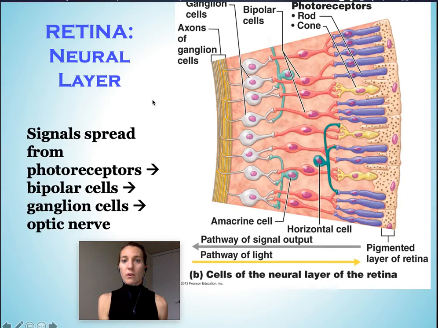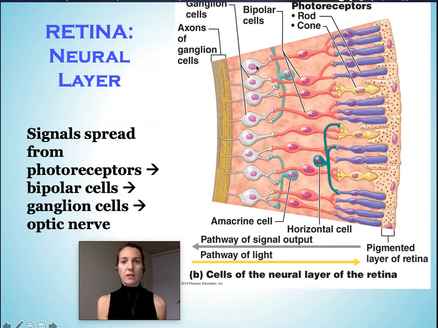The light will actually pass all the way through. The pathway of light will come all the way back to the eye. It'll hit these photoreceptors. And remember, these are nothing more than highly specialized neurons, and they will send an action potential, passing this signal from the photoreceptors to what are called the bipolar cells. So these are all bipolar cells here. And then those bipolar cells pass their message on to ganglion cells.